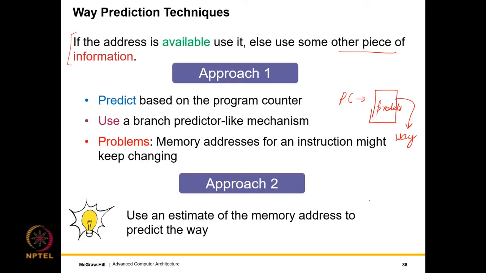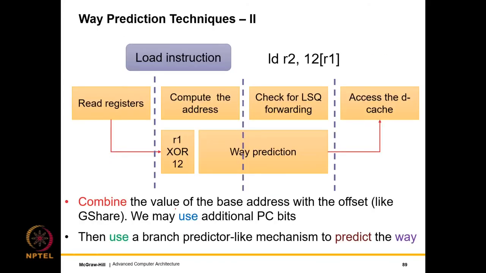So what we do is when we do not have the address, we use an estimate of the memory address, right? The estimate is computed using a different mechanism. The mechanism is as follows. Let me explain with an example. So let us assume the load instruction is of this type: load into register R2, 12 R1.